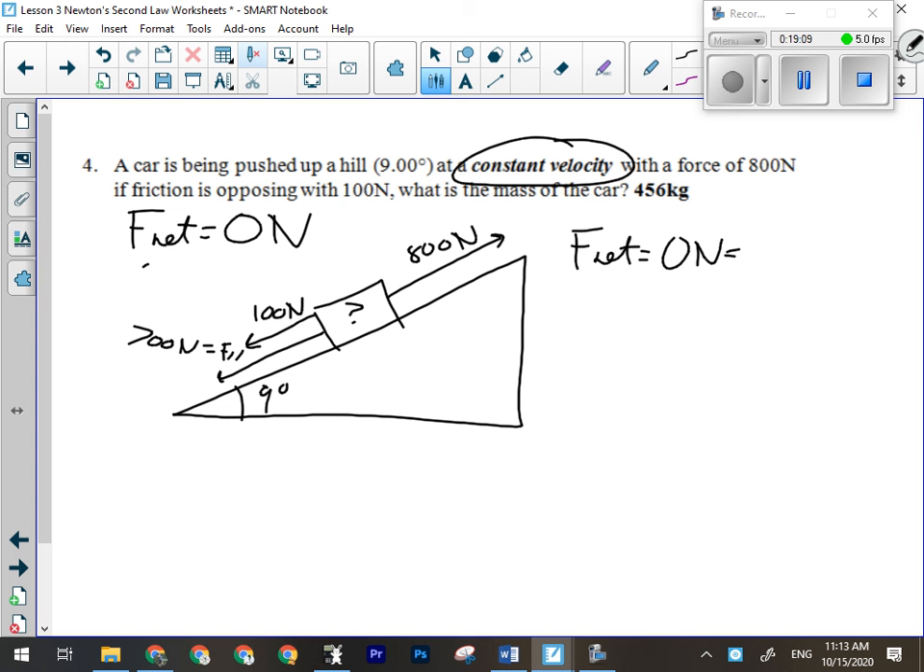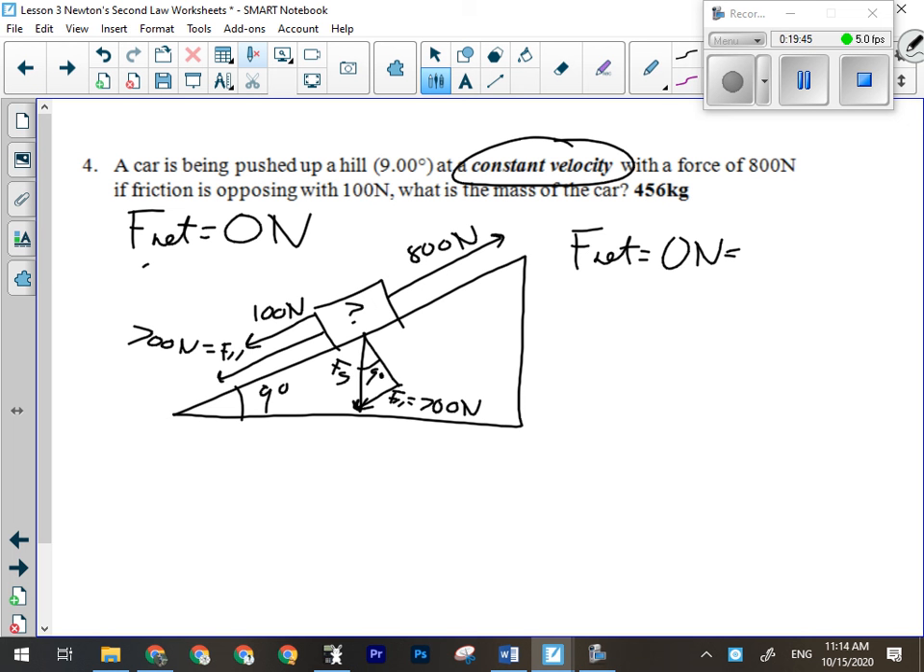All right, so F net is 0, so that means F parallel is 700 newtons. Now that I know that, I can go to this internal triangle, because now I know one side of it. I know F parallel is 700 newtons, and I know the angle inside is 9 degrees. Can I find the force of gravity? And if I find the force of gravity, can I use that to get the mass? That's a pretty convoluted question. There's a lot of steps to that one, a lot of really convoluted reasoning.